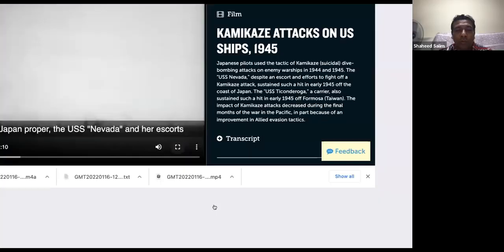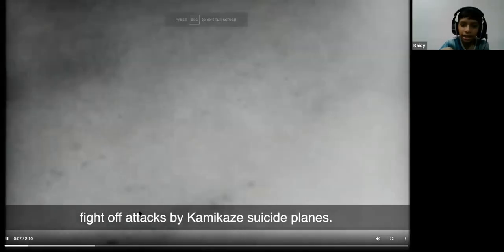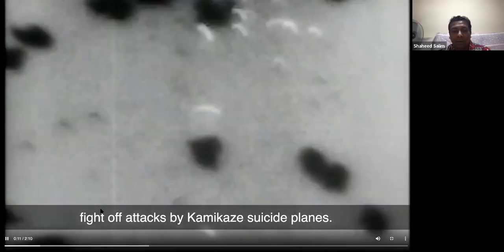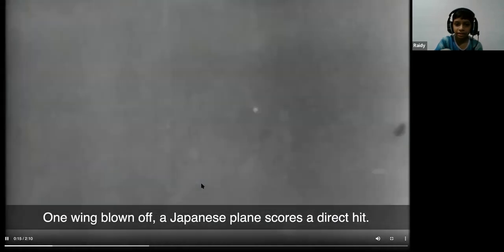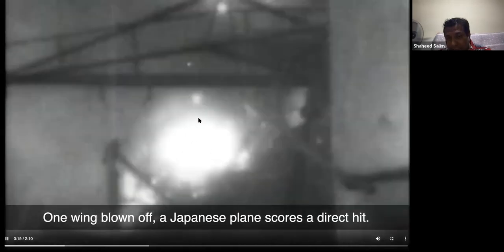Ayo, we have to do an extend. The USS Nevada and her crew fight off. Okay, can you see it's blur? This is what you mean lagging. Yes, this is finally real footage. One wing blown off. A Japanese plane scores a direct hit on the ship.